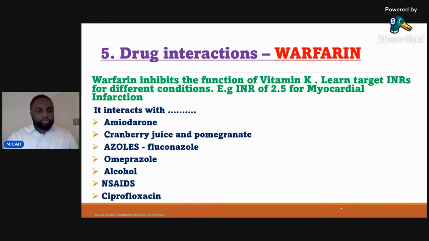Warfarin can also interact with NSAIDs because taking both of them would increase the risk of bleeding to our patients. Drug interaction with amiodarone is also possible. So warfarin and amiodarone can also interact. So these ones are common drug interactions that we need to know for warfarin. There's loads of other ones, but these ones, I believe, are very common ones we all need to know.